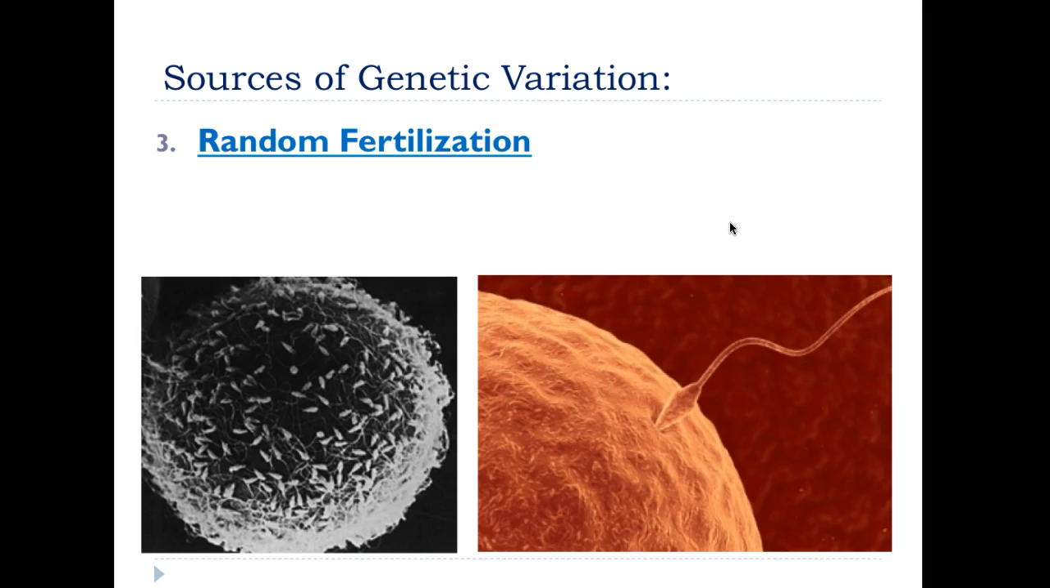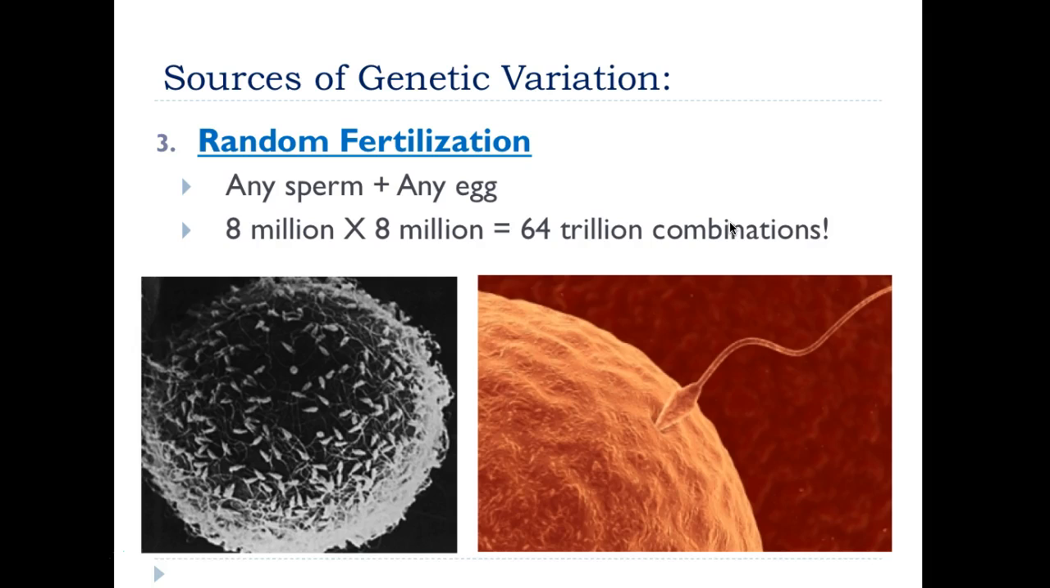So sources of genetic variation also include random fertilization with the sperm. So any sperm plus any egg can result in genetic variation. So those are all sources of genetic variation there. So 8 million times 8 million equals 64 trillion combinations. Pretty fascinating.